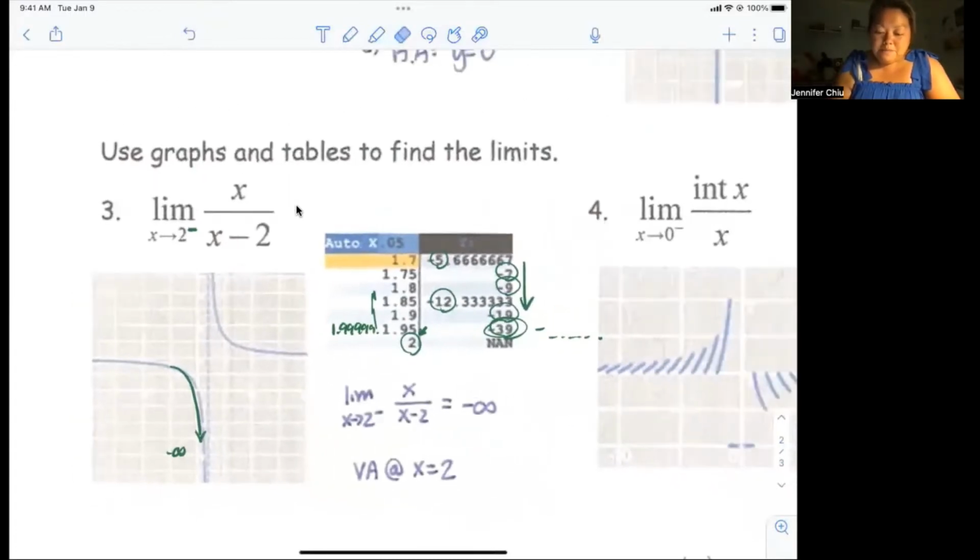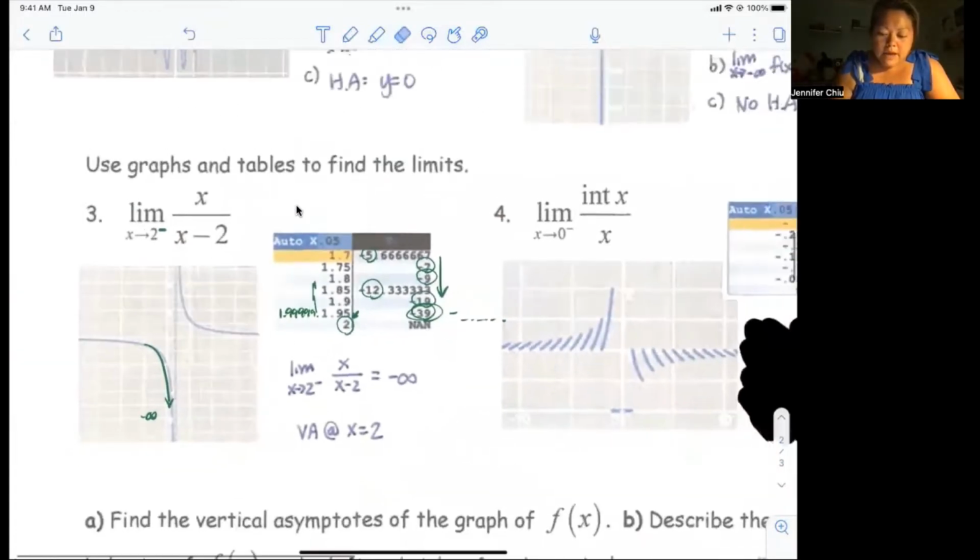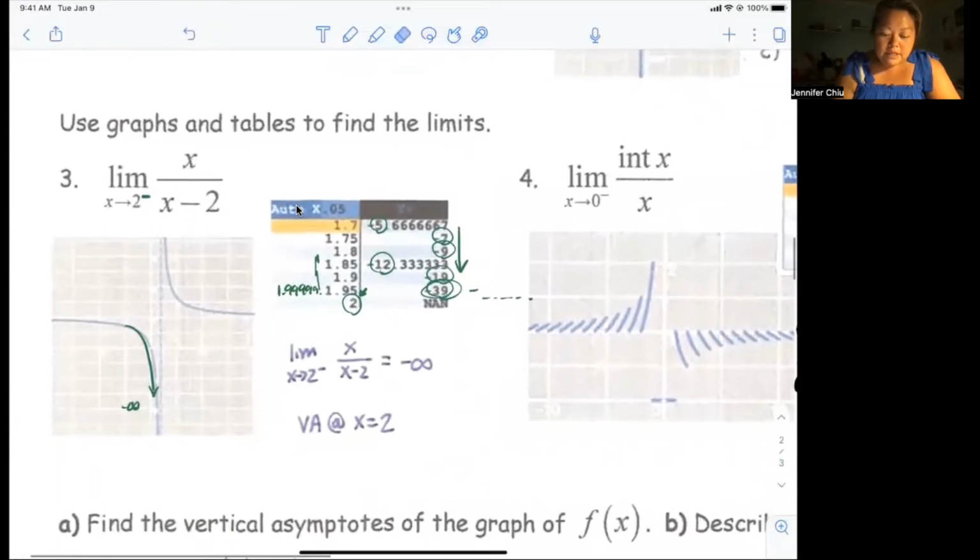Now, don't forget that you can find vertical asymptotes very easily using the same idea here too. But right now, I can also remind myself that, hey, I can take this x minus 2 on the bottom, set equal to 0. That will give me my vertical asymptote at x equals 2. Okay? All right.